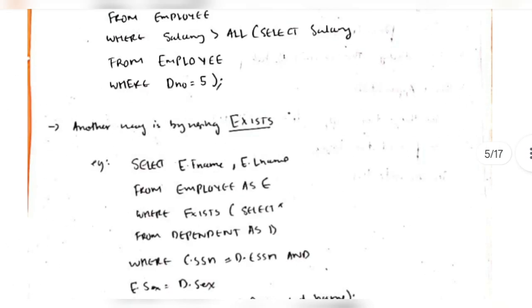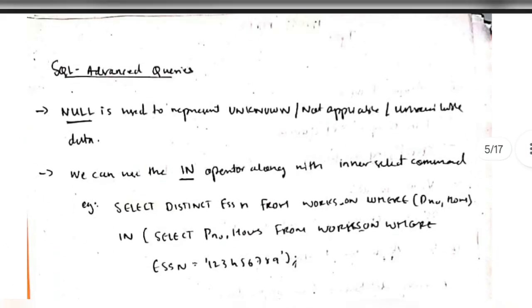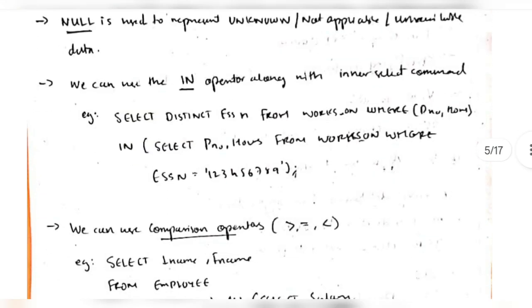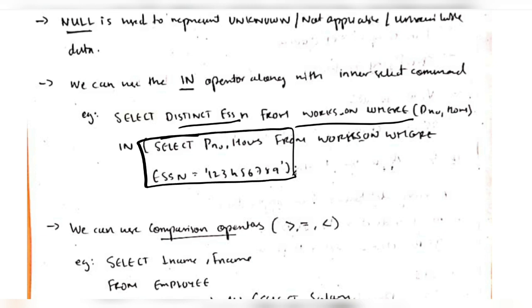In the SQL queries, first we need to know the null. Null is used to represent unknown, not applicable or unavailable data. And the in operator is used to select the data that is in between the brackets. For example, if you want to select the distinct ESSN from the works on table, where the answer from this one is the domain.